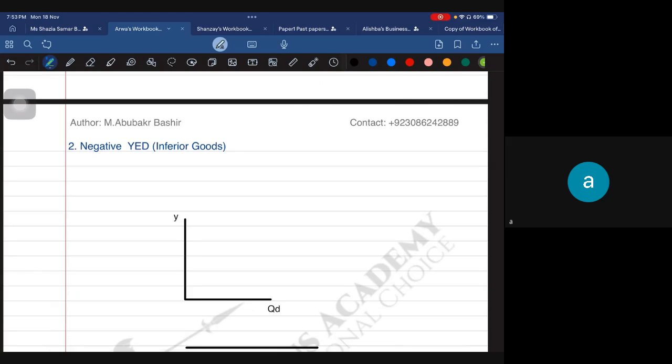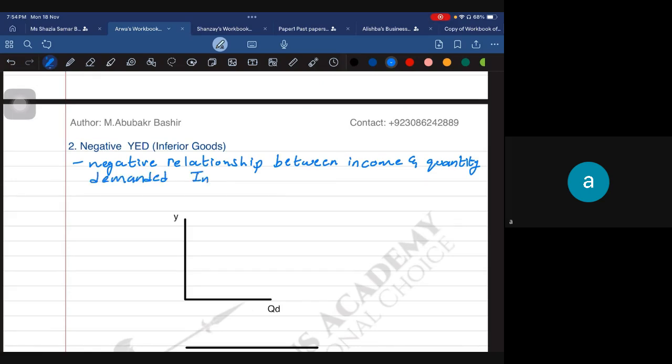Now the negative YED, the inferior goods. So these have the negative relationship, isn't it? Between income and quantity demanded. Meaning that if your income will increase, you will demand less quantity, and if income decreases then the quantity demanded will increase.